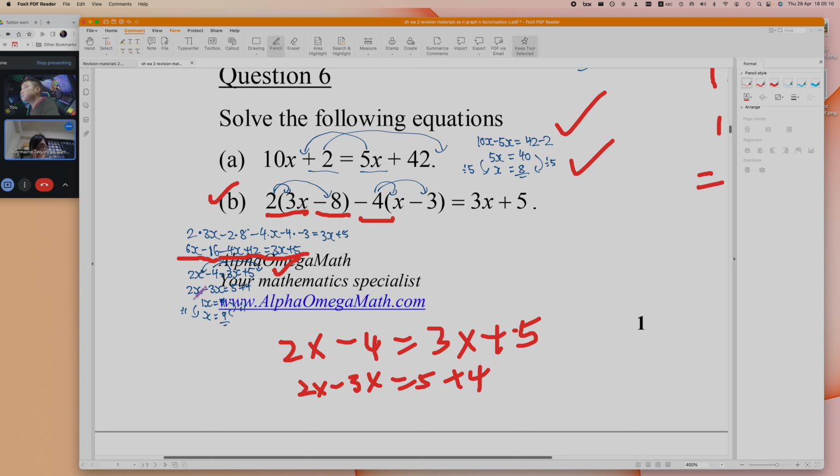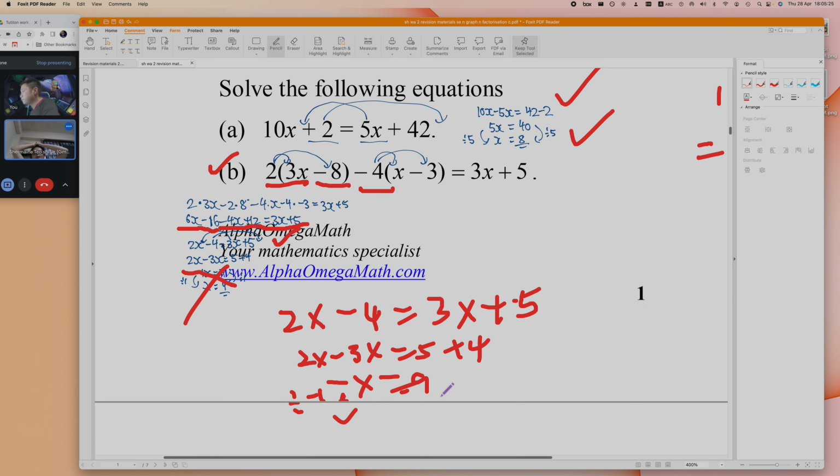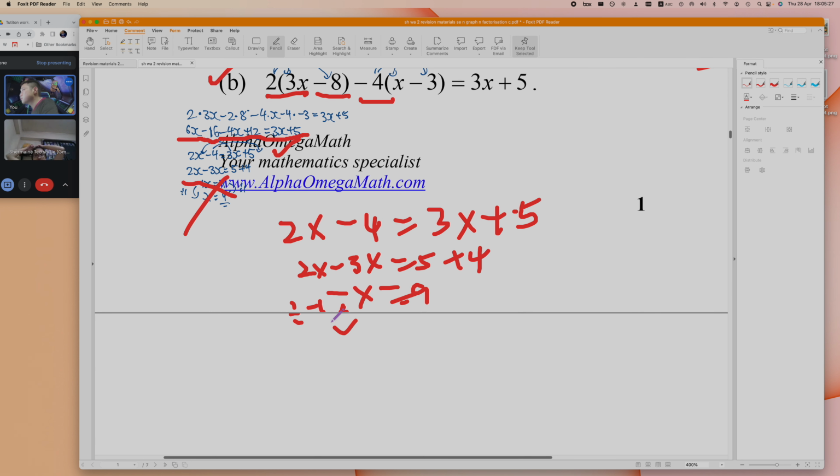So you see, this is the kind of mistake you're not supposed to make. Why? Because you're allowed to use a calculator. So when you use the calculator, you get this, and after that divide by -1. So you will get x is equal to -9. So this is the kind of mistake you shouldn't make, because you're allowed to use a calculator, right? Alright, good. Next.